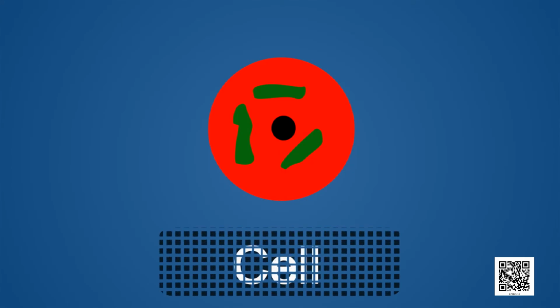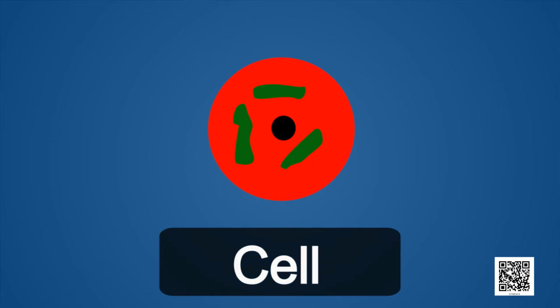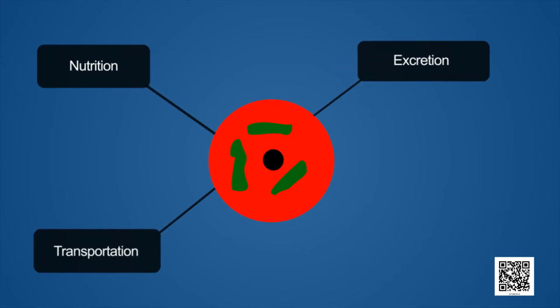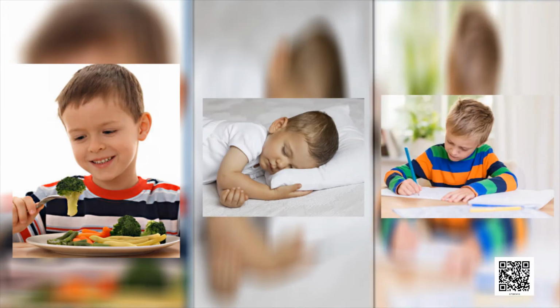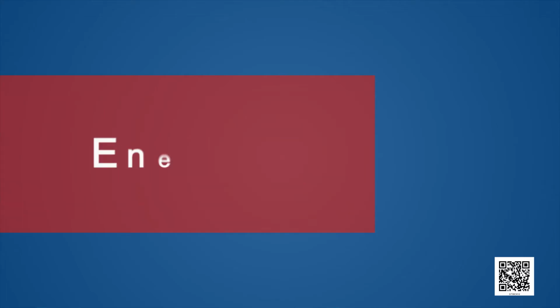All organisms are made up of small microscopic units called cells. A cell is the smallest structural and functional unit of an organism. Each cell of an organism performs certain functions such as nutrition, transportation, excretion, and reproduction. To perform these functions, the cells need energy. Even when we are eating, sleeping, or reading, we require energy. But children, where does this energy come from?